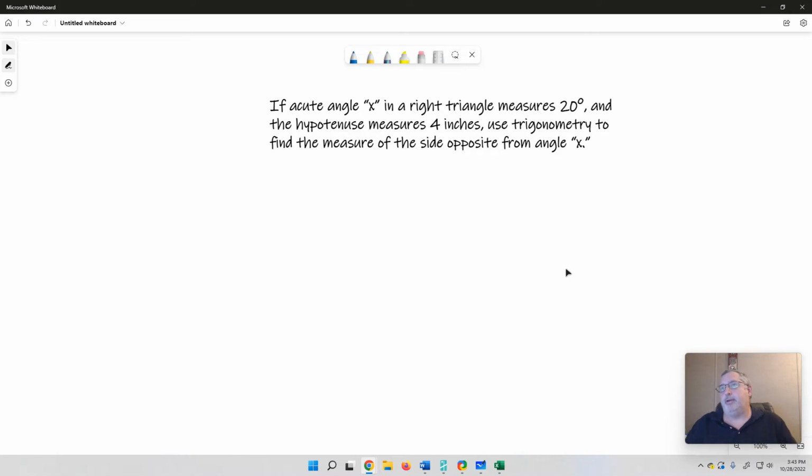It says if an acute angle X in a right triangle measures 20 and the hypotenuse measures 4, we're going to use trigonometry to figure out the measure of the side opposite angle X. So let's draw the picture. We've got an angle that's 20 degrees. We know that the hypotenuse, which is always opposite a right angle, is 4. We want to figure out the side opposite, and we want to use trigonometry to figure that out.